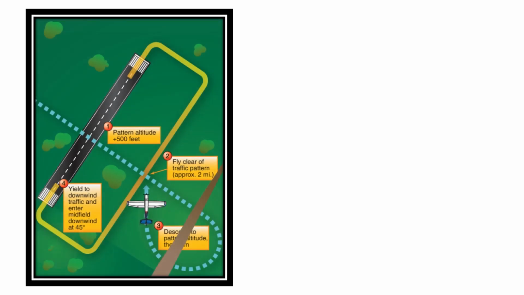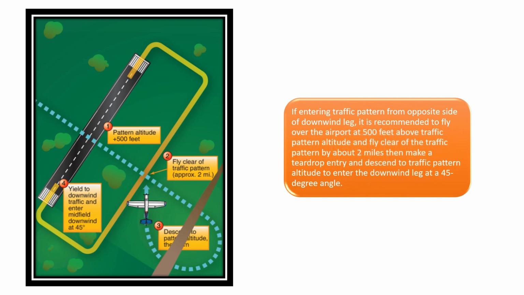If entering the traffic pattern from the opposite side of the downwind leg, it is recommended to fly over the airport at 500 feet above traffic pattern altitude. The pilot should then fly clear of the traffic pattern by about 2 miles, then make a teardrop entry and descend to traffic pattern altitude to enter the downwind leg at a 45-degree angle. If large or turbine aircraft operate at the airport, it is recommended to fly 1,000 feet above traffic pattern altitude if entering the pattern from the opposite side of the downwind leg, according to the Pilot's Handbook of Aeronautical Knowledge.